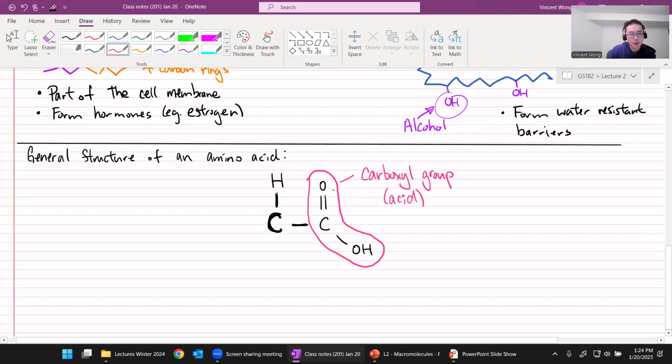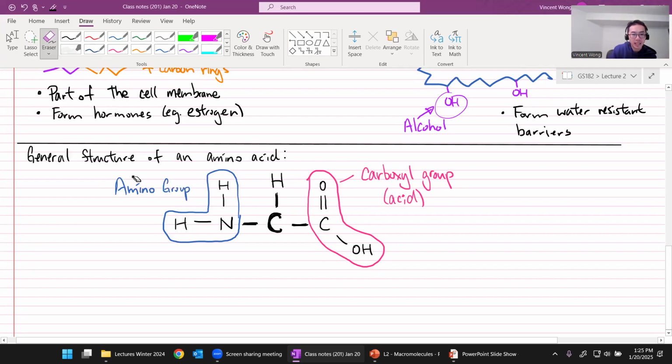Okay. I'm not going to ask you to draw these things, but if I give you a picture and I ask you to show me where the carboxyl group is, you would be expected to click on this portion. On the other side, it is going to be connected to another group here. So this group of atoms with the N and two H's, that's called an amino group. That's why it is an amino acid.